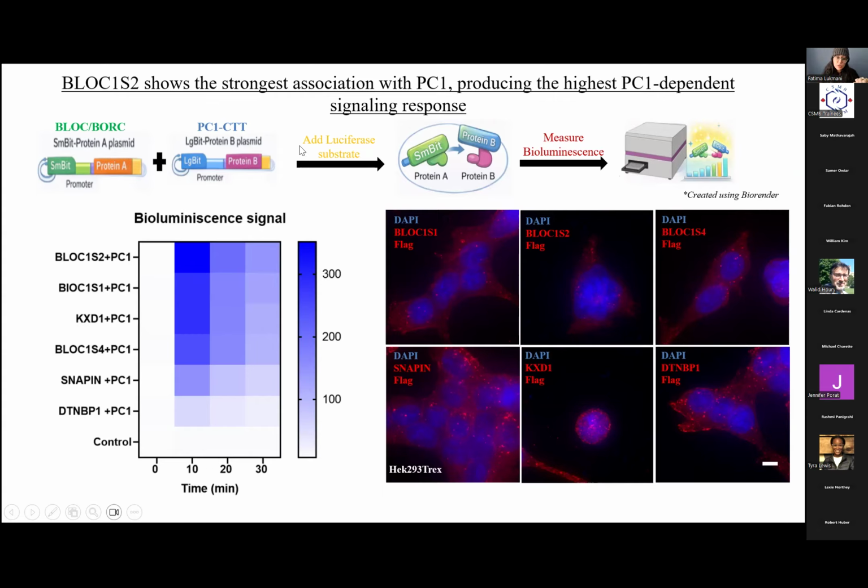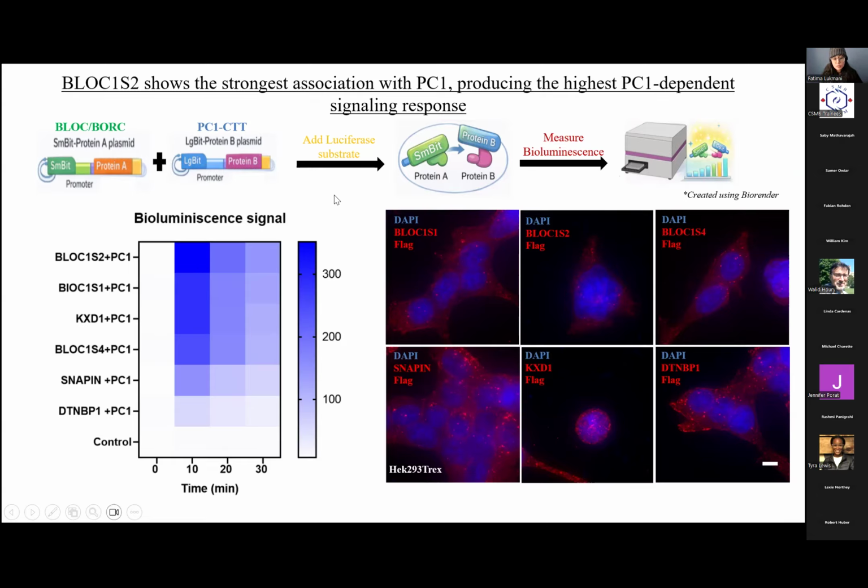So this is where we cloned or designed each of these BLOC complex constructs with the N-terminal having the small bit here, which is similar to the probe that you see in the PLA. And then the large bit, which is the second construct, which has our main protein of interest, PC1 CTT. So you're assessing the binding ability and the strength of binding here.